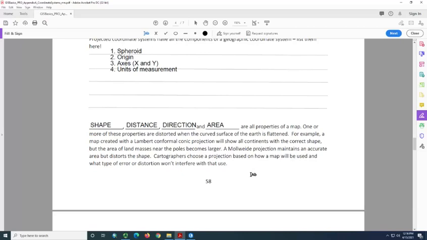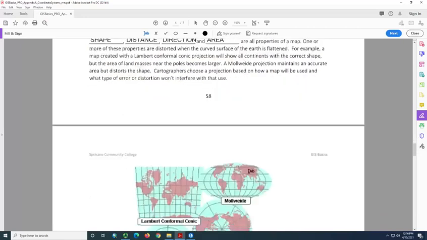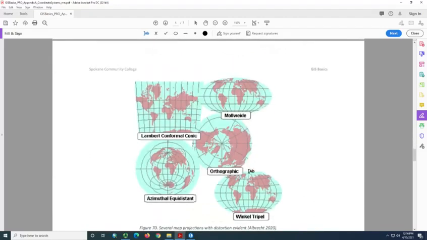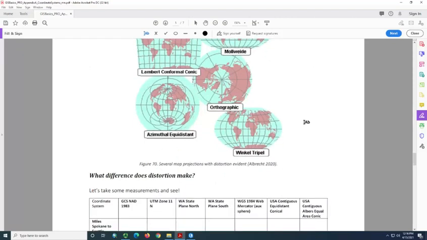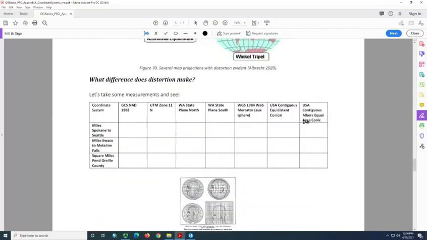Let's see, Mollweide projection is good for maintaining an accurate area, but the shape is going to be distorted. And so, like I said, we have to choose a projection based on how the map's going to be used and what type of error won't interfere with that use. If we look at this next figure, we can see that there's a lot of different projections that are used. There's more than this, but this is just an example of a few different projections and the way that they change the shape and relationship among the continents if you're looking at the entire Earth. So what we're going to do now, here's the fun part for the day.